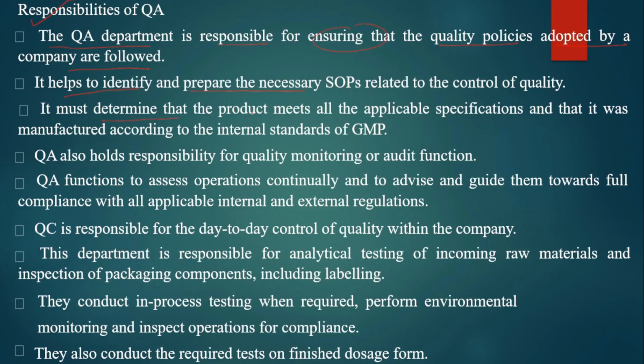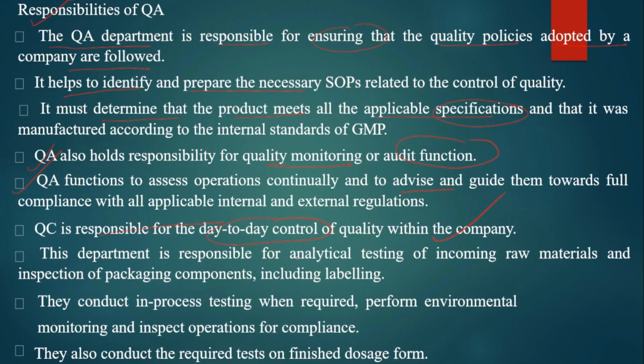It must determine that the product meets all the applicable specifications and that it was manufactured according to the internal standards of GMP. And QA also holds responsibility for the quality monitoring and audit function. It monitors quality and conducts audits. Audits means examination or verification. And QA functions to assess operations continually and to advise and guide them towards full compliance with all applicable internal and external regulations. And it is responsible for the day-to-day control of the quality within the company.